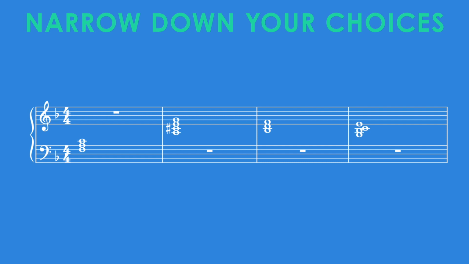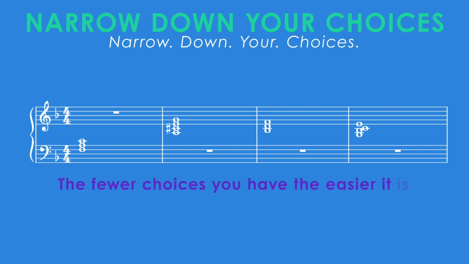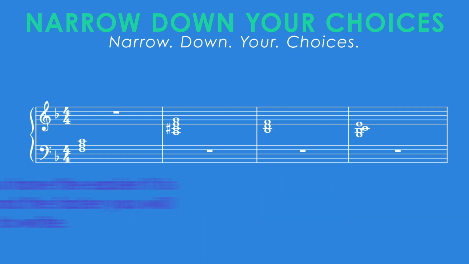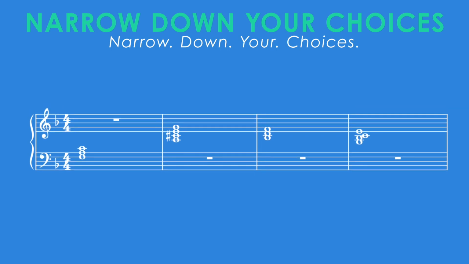The first thing I like to do is narrow down my choices. I know I've said this before, but it will help you out so much when you are first practicing these concepts because the fewer choices you have, the easier it is to make a decision and the faster you will be able to write. So, how do we narrow down our choices for a melody?